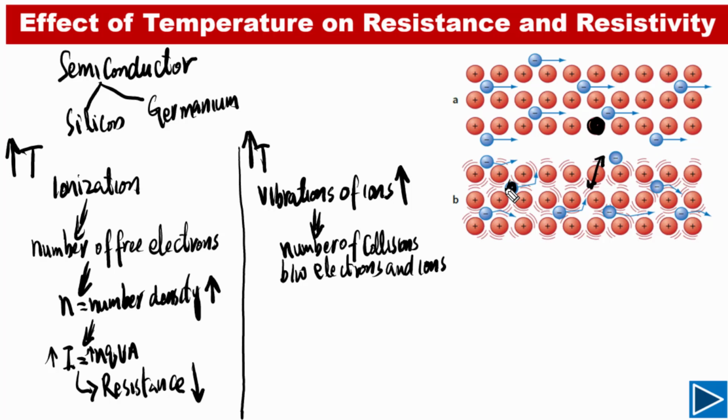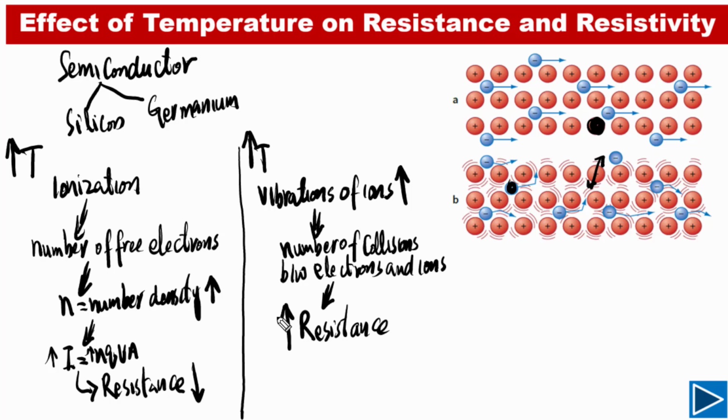Electrons are facing more resistance to keep on moving in a straight line, to keep on moving forward. So there is more opposition, there is more resistance. So it simply means that the resistance of a semiconductor increases due to increasing vibration.